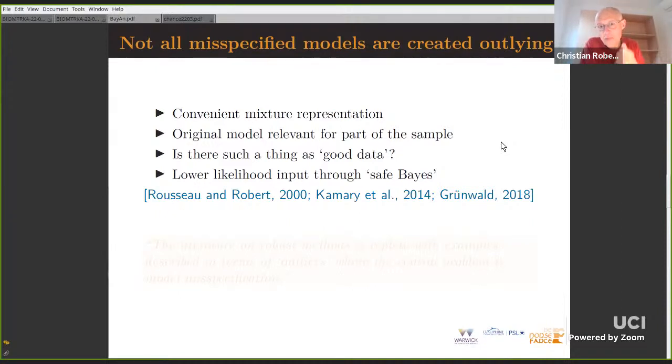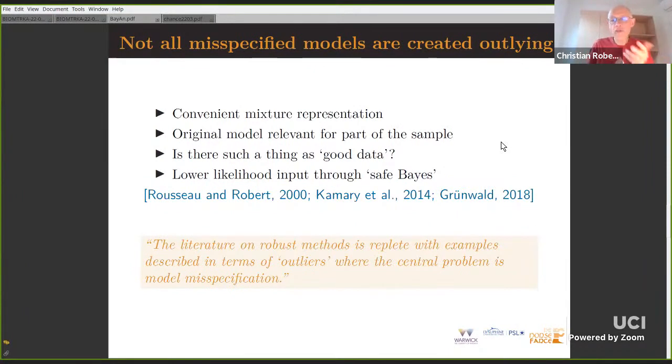Now, another approach that is always thought of as the opposite of mixtures is a sort of geometric mixture, which reminded me a little bit of Peter Grünwald's safe Bayes approach, which is a way to back away from the likelihood to reduce the impact of the data without putting too many assumptions on which part is important and which part is not.